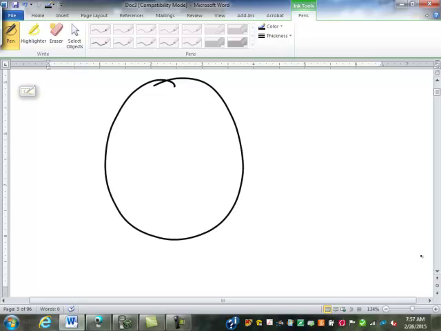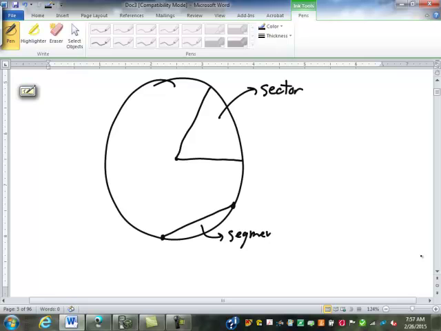Some vocabulary we touched on a little bit last semester, but we'll review. If I have 2 radii of a circle, it cuts out this little pie wedge. That pie wedge is called a sector. A segment is if you have a chord. The segment is that little piece that's between the chord and the outside edge. That's a segment.